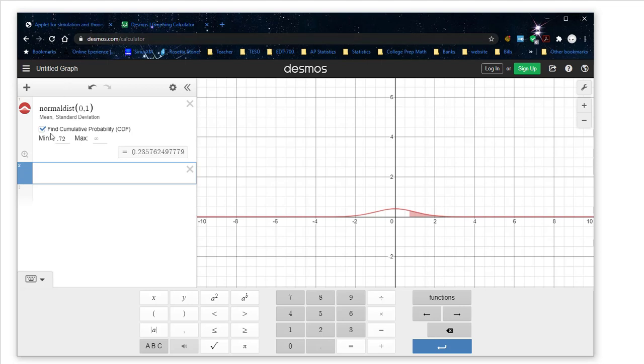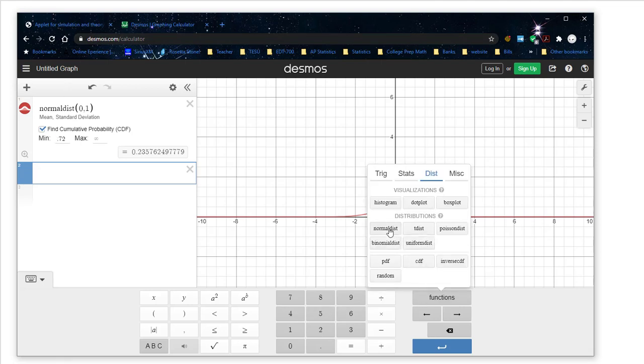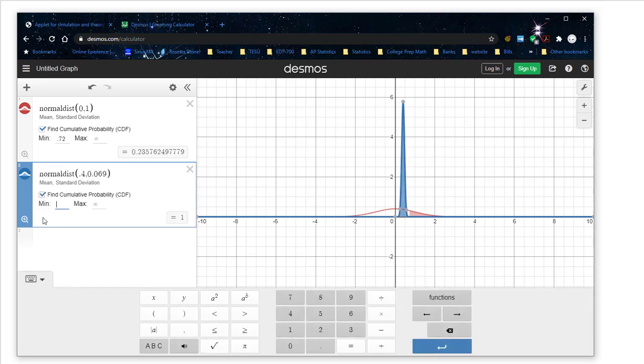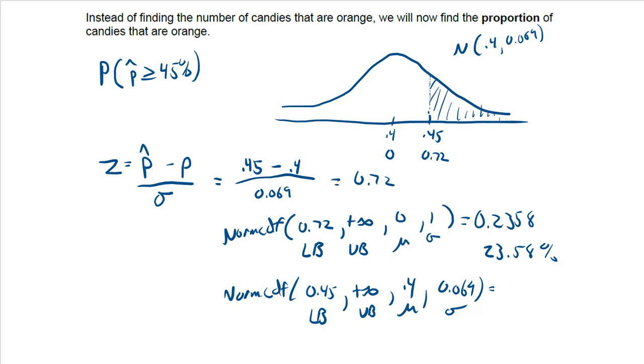So if we did that, let's go to functions again, normal distribution. We're going to say 0.4 for our mean, comma, 0.069, and find cumulative probability. Our minimum was 0.45, and oh my goodness, look at that. It is pretty much the same thing, 0.2343. So again, that's 23.43%. Both of those are correct. Either way you do that, it works out.